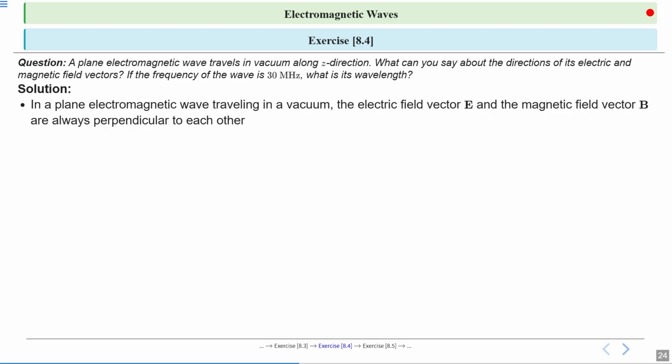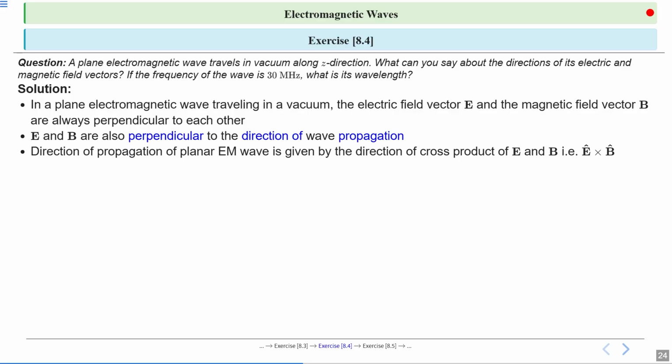In a plane electromagnetic wave traveling in a vacuum, the electric field vector E and magnetic field vector B are always perpendicular to each other. So we have discussed that electric field, magnetic field vector, and direction of propagation, all these three things are mutually perpendicular to each other. So electric field is perpendicular to magnetic field, and both electric field and magnetic field are perpendicular to the direction of propagation of wave, in which wave is moving. So E and B are also perpendicular to the direction of propagation.